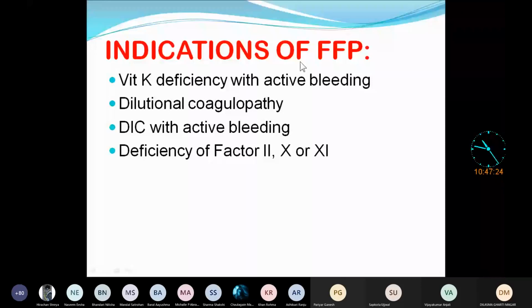So DIC means what? Disseminated intravascular coagulation. Okay, disseminated intravascular coagulation. What are the main causes for DIC?